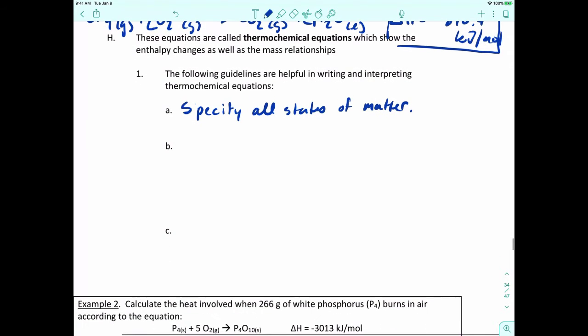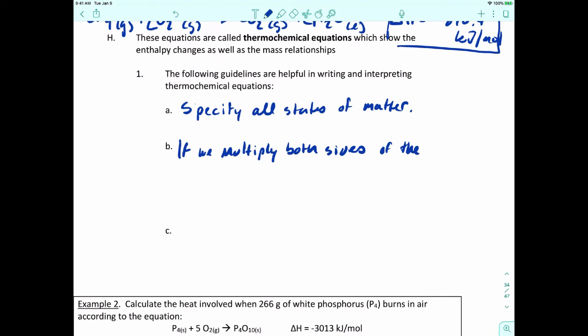The second step, if we multiply both sides of a thermochemical equation by some factor, which we'll call n, you must also multiply delta H by that factor as well. All right, so let me write that down. If we multiply both sides of a thermochemical reaction by some factor, and we call that factor n, you must also multiply delta H by that factor.